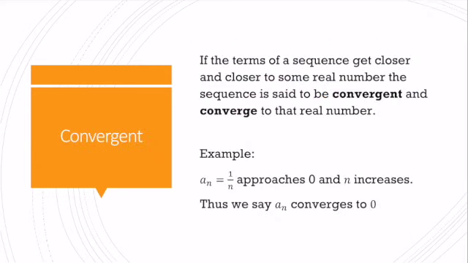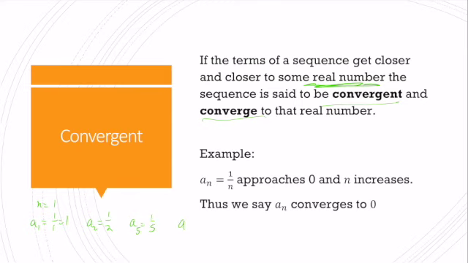Now, it's important to note that if the terms of a sequence get closer and closer to some real number, the sequence is said to be convergent and converge to that real number. So for example, a sub n equal to 1 over n approaches 0 as n increases, right? If n equals 1, a sub 1 is 1 over 1, so 1. If n equals 2, a sub 2 is 1/2. A sub 5 is 1/5. Can you see we're getting closer and closer to 0?